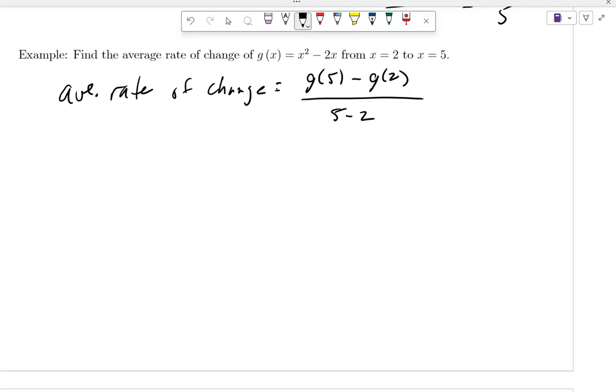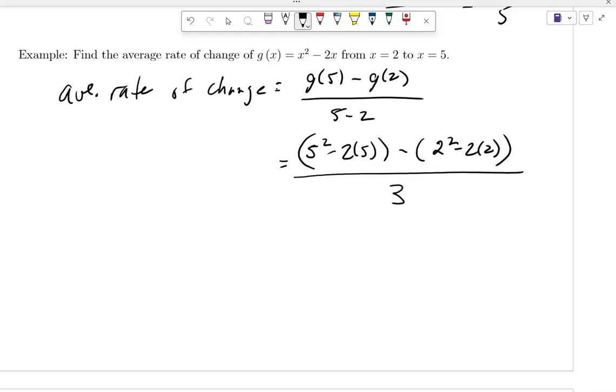Okay. All right. How do we calculate g of 5? We get 5 squared minus 2 times 5. That's our g of 5. Same idea, except with a 2 for the other one. And the denominator will be 3. Okay. 5 squared is 25 minus 10, so I get 15 in the first one. 2 squared is 4, minus 4 gives me 0. And if you simplify, you should get 5. We get the same thing we got in the last problem. What questions do you have?